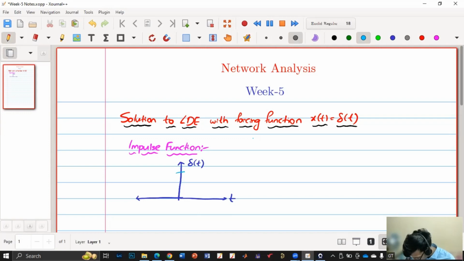Thanks for confirming. So delta of t, say we have a rectangular waveform with this width being h and the height being 1 by h. So h is the width, so it is on either side of t equals to 0. So this center point is t equals to 0. So now what is the area of this impulse function? So delta of t has area equal to h into 1 by h, which is equal to 1.